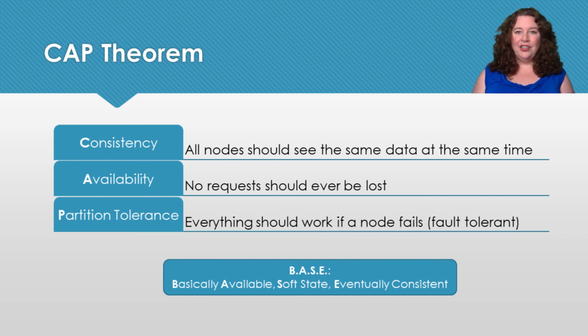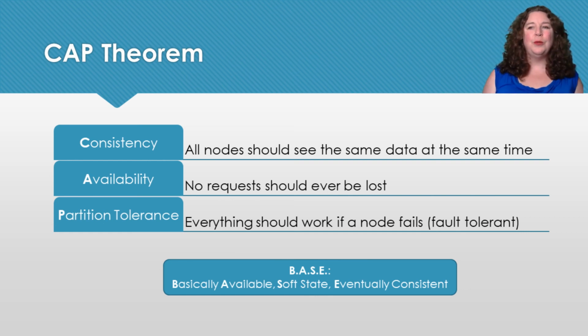Availability. Can your data be available all the time? If we want to put a fragment in a location that doesn't have good network access, you're not going to have availability. So you need to be careful about where you're putting your servers, where you're putting your fragments, so that you can guarantee availability at all times. No request should ever be lost. And then again, the partition tolerance. If something fails, the other ones should keep working. This is fault tolerance. Is it going to still keep working?